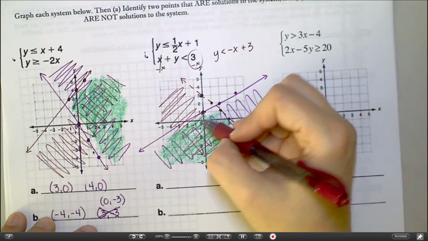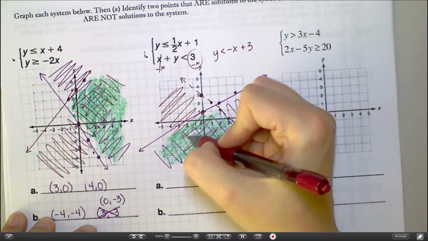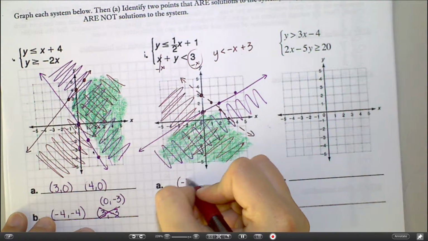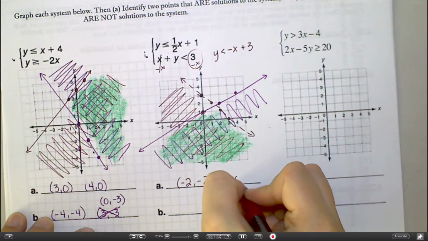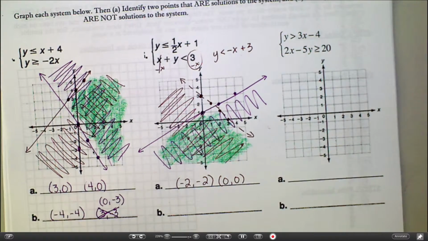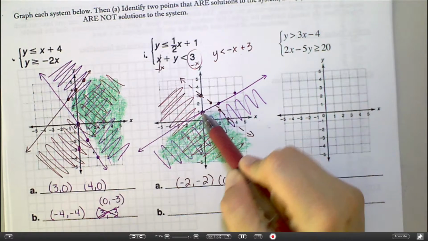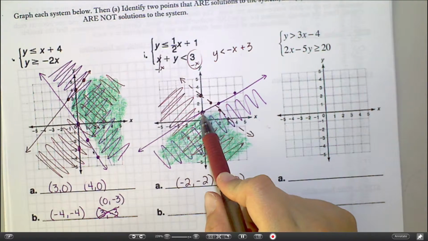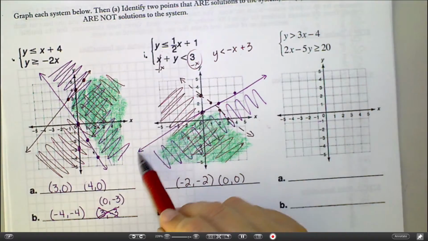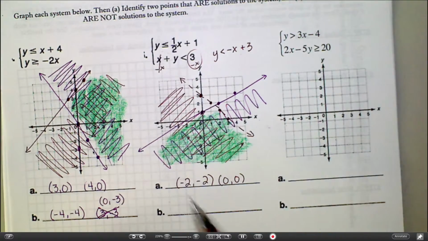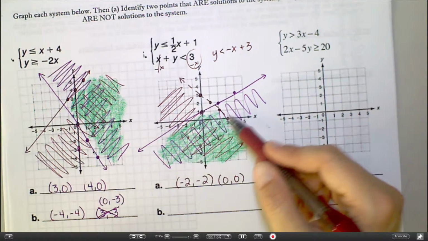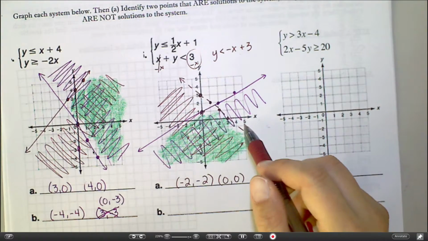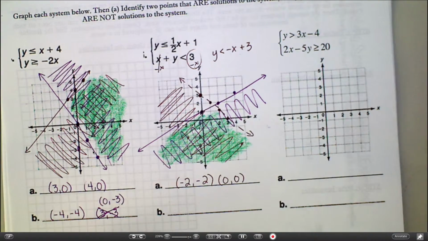Okay, so you said -2 would be right here, so that is a solution. What about the coordinate 0, 1? Yes, it would work. That's on a solid line, so that one would be included. However, what about the coordinate 3, 0, over here? No, because that's on a dotted line. So solid lines are okay, dotted lines are not.